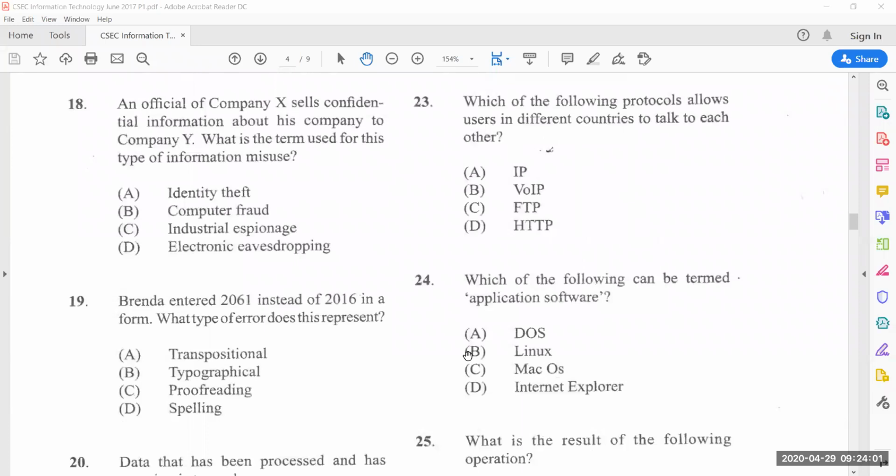All right, moving on to 23. Which of the following protocols allows users in different countries to talk to each other?